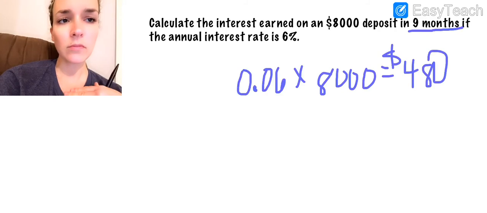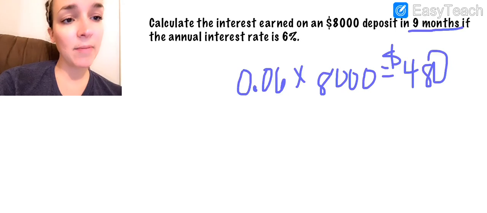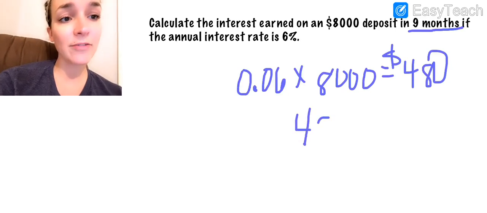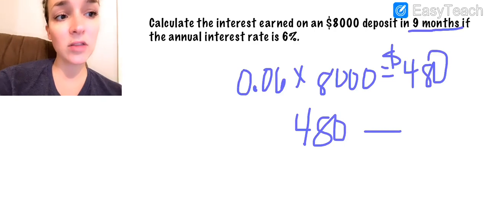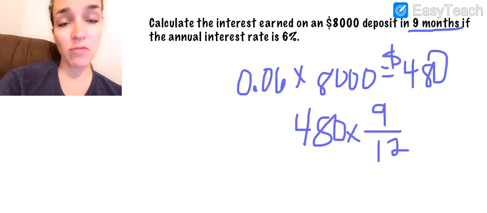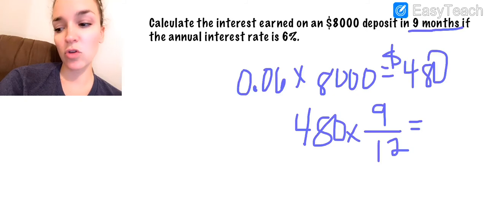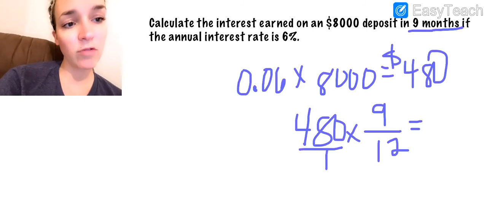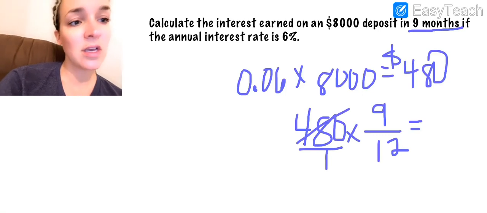Okay, but that would be after a whole year, okay? So after that, we've got to make sure that we are finding only 9 months' worth out of the whole year, which a whole year would be 12 months. So we're really just calculating 480 times 9 over 12 to allow for only those 9 months that we are looking for here. If you multiply that, remember you can put this over 1 and cross simplify if you can. So these two can cross simplify.